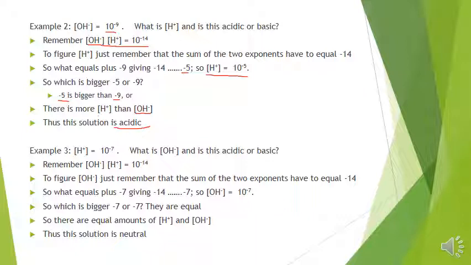Okay, example number 3. Let's say the H plus is 10 to the -7th. What is the OH minus? And is this acidic or basic? Again, the product of the two equals 10 to the -14th. What plus -7 gives me -14? It's -7. So OH minus is also 10 to the -7th. Now, the OH, the base, is equal to the acid. So we say that solution is neutral.